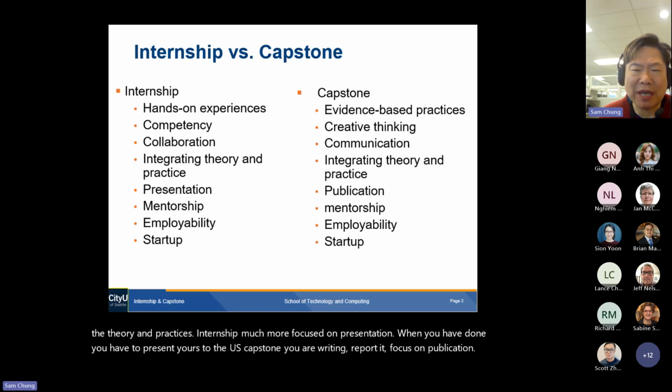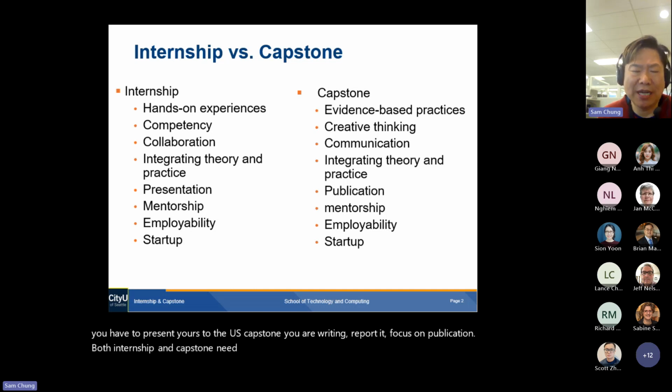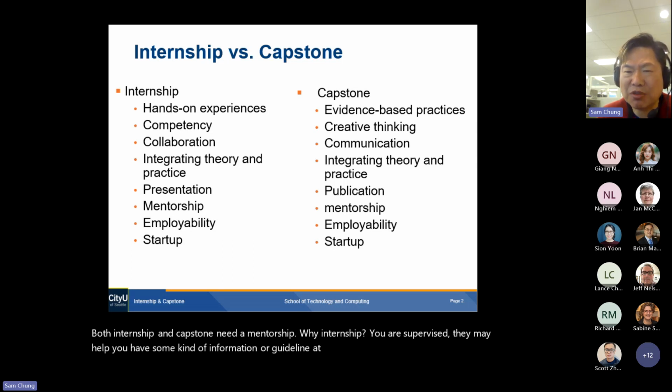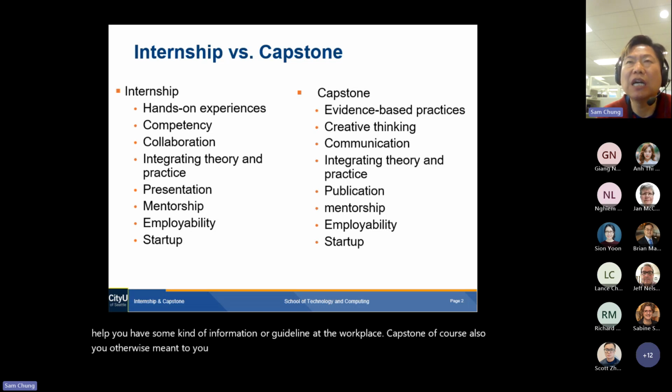Both internship and capstone need mentorship. Why? In an internship, you are supervised. They may help you with information or guidelines at the workplace. Capstone, of course, also has an advisor who mentors you about emerging technologies or application systems.